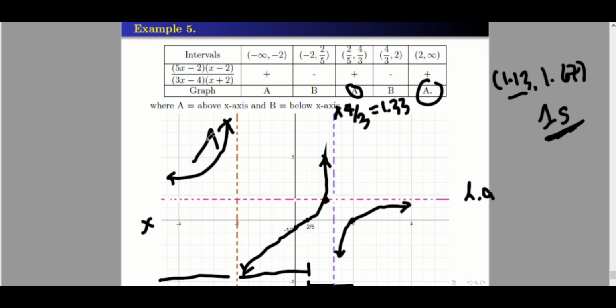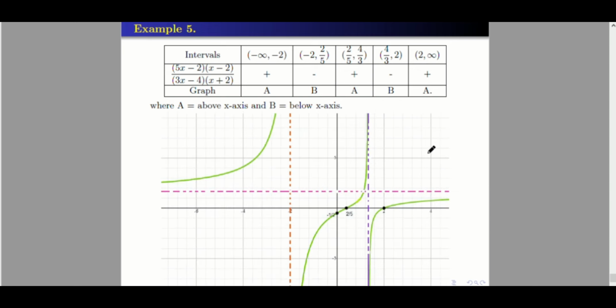So again, this is above, below, above, below, above the x-axis. Okay, so therefore the graph looks like this. The point of intersection is here. Okay, so this is above, below, above the x-axis, below the x-axis, above the x-axis. So this is the x-axis.